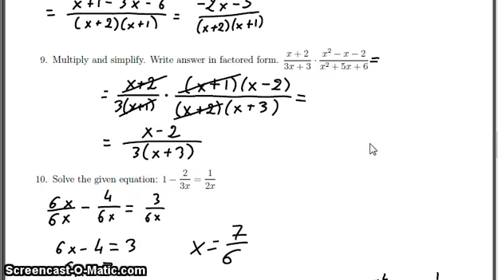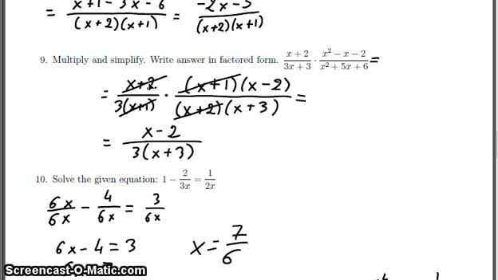Problem 9, multiply and simplify. Write answer in factored form. So you first factor all numerators and all denominators. The first numerator cannot be factored. The denominator 3x + 3, you can factor out the 3, so you have 3 times (x + 1). Then the second numerator is (x + 1)(x - 2). The denominator is (x + 2)(x + 3).